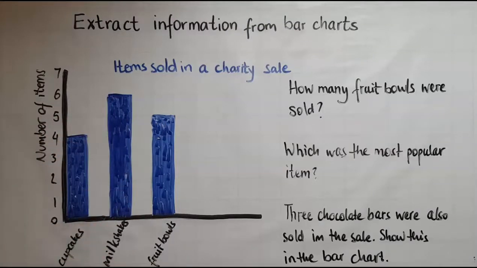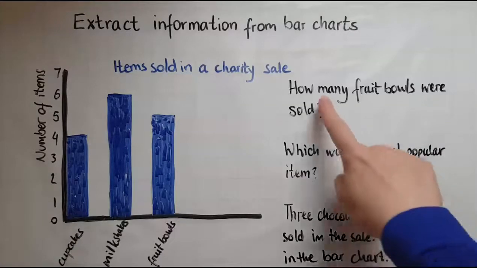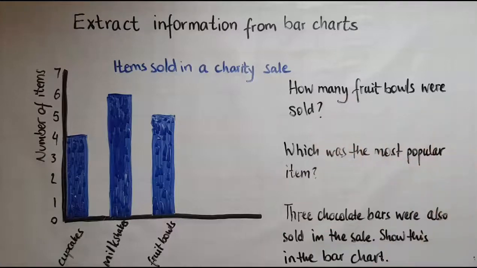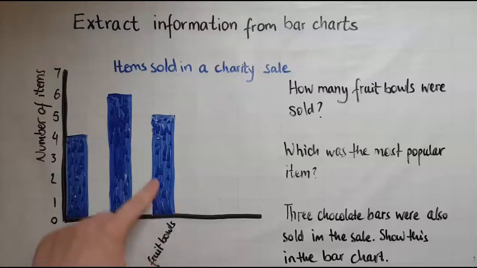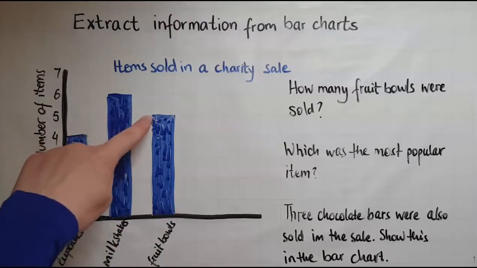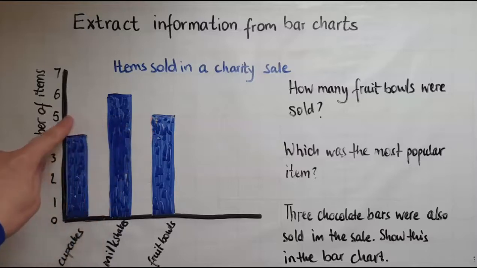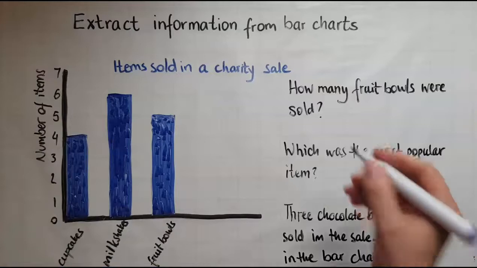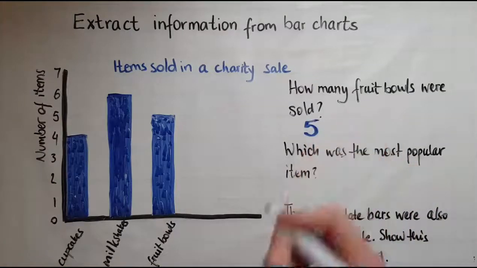The type of questions that you might be asked about this vary. Here are just 3 examples. How many fruit bowls were sold? So we're looking for fruit bowls. There we go, fruit bowls. There were 5 of them sold. You might find it useful to draw a line as well and match it with a number if you are unsure. So there were 5 of them.